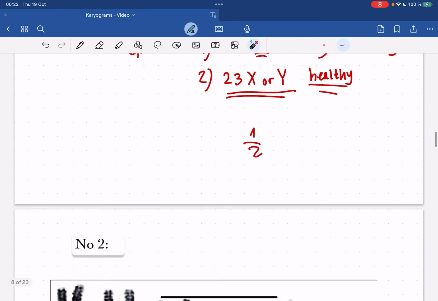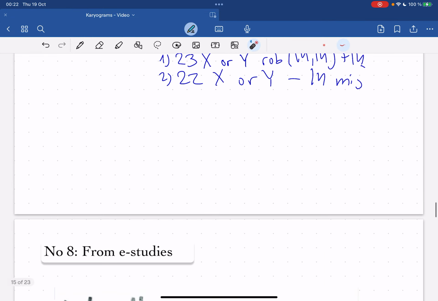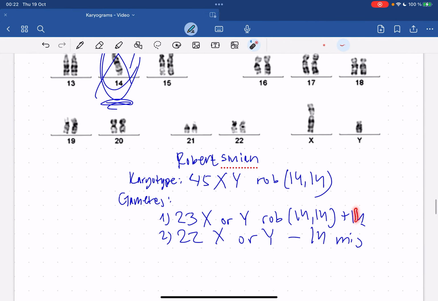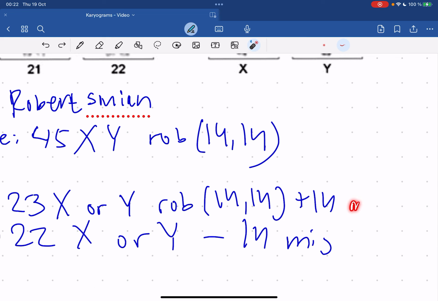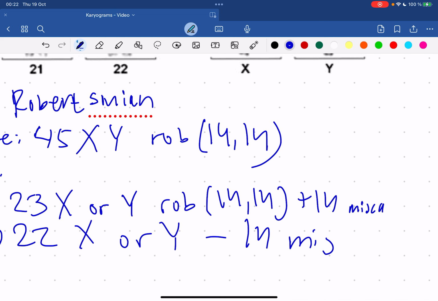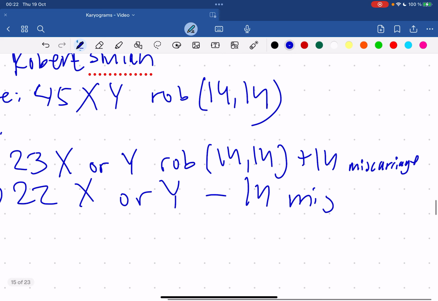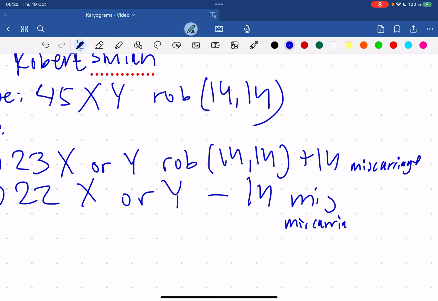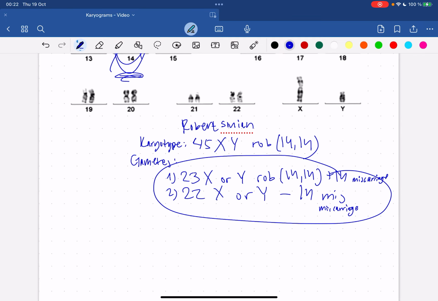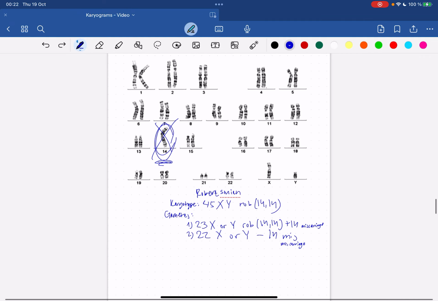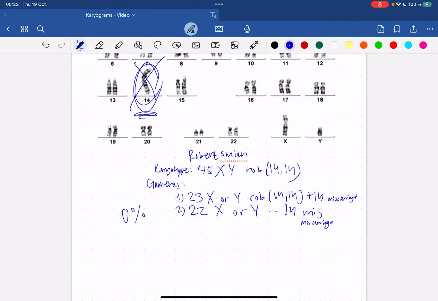So let's look down again at what I had right here. 14. So it's neither 13, 18, nor 21. And this would be a miscarriage because any trisomy that isn't 13, 18, or 21 leads to a miscarriage. While this one also leads to miscarriage because it's a monosomy. And the two options you can see here all lead to miscarriage. So the chance for this person to have a healthy child will unfortunately be 0.